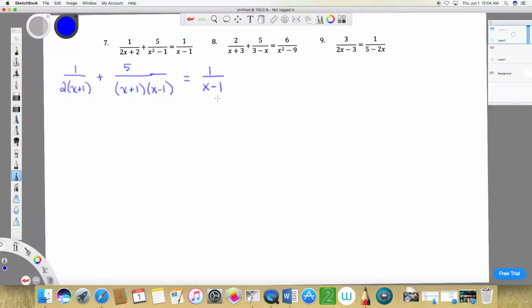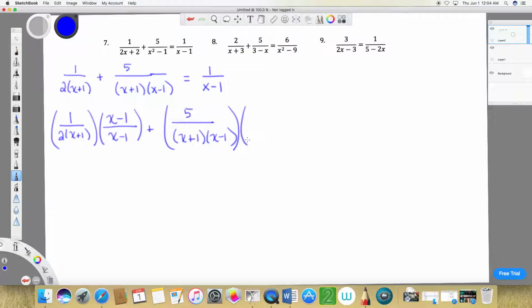So now that this is in factor form, I can see what denominator I'd like. I want to have 2 times x plus 1 times x minus 1 as a common denominator to these three terms. So this first term is missing a factor in the denominator. I'm going to multiply this by the number 1, and I'm going to write 1 as x minus 1 divided by x minus 1. In the second term, it's missing a factor of 2 in the denominator. So I'm going to multiply it by the number 1, but I'm going to write 1 as 2 divided by 2.